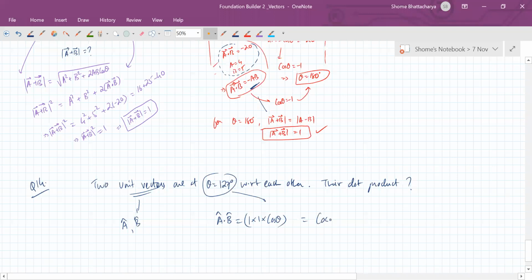So it's just cos 127, which you know is minus of cos of 180 minus 127, or minus cos 53, which is minus 3 by 5, or minus 0.6. That should be our answer.